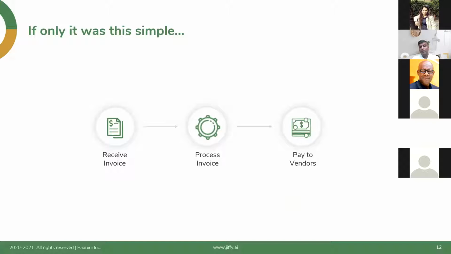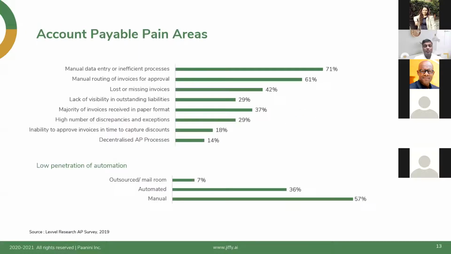Now, I wish it was this simple: you receive an invoice, all you need to do is process it and pay the vendors. That's it. As long as we do that, the job is done. But if you look at what the market says, it wouldn't be surprising to see what their pain areas are. 70% of people who responded said manual data entry is the biggest pain. A lot of them say lost or missing invoices. Tell me who has not faced this.